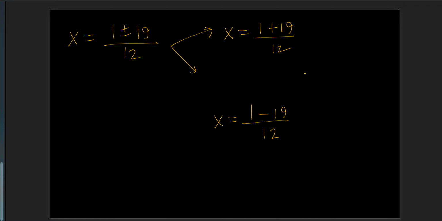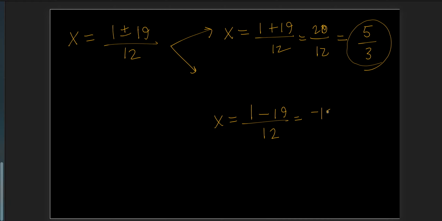So that means I have x equals 1 plus 19 over 12 to work out and simplify. And I also have x equals 1 minus 19 over 12 to work out and simplify. So 1 plus 19 is 20 over 12. So I just need to simplify that fraction. So 20 divided by 4 is 5. 12 divided by 4 is 3. So 5/3 is one solution.